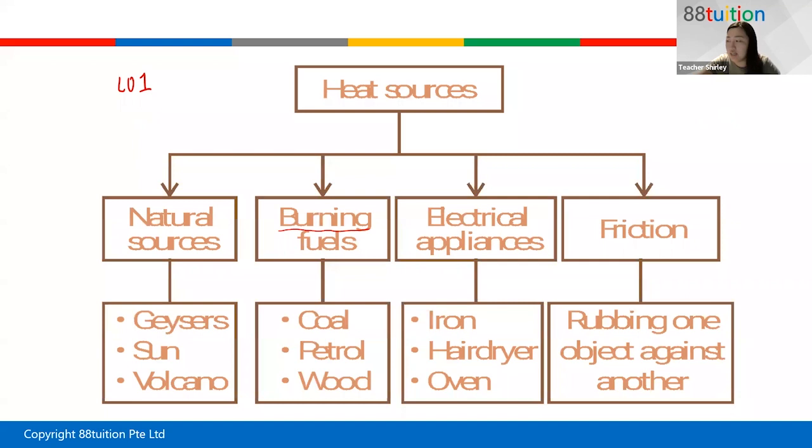Now next, of course, is electrical appliances. Some of them give us very useful heat energy. Things like an iron. We want the iron to be hot so we can iron our clothes straight. We want a hair dryer because it must produce some heat so that we can dry our hair. And of course, an oven, especially when it comes to cooking. You will want your food to be hot. So therefore, an oven is also a source of heat. Of course, there are more than these. These are just examples.